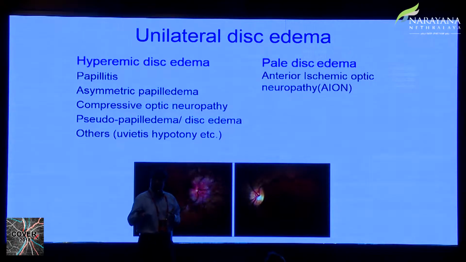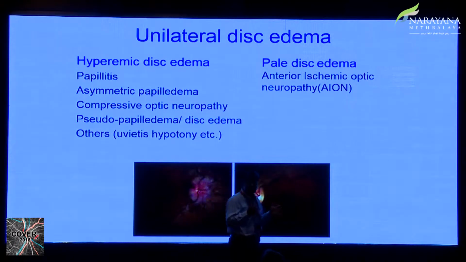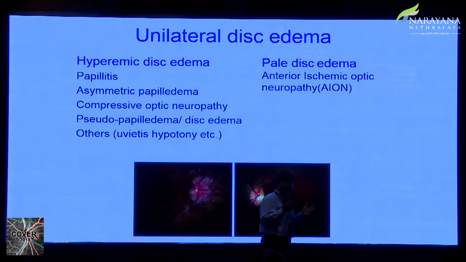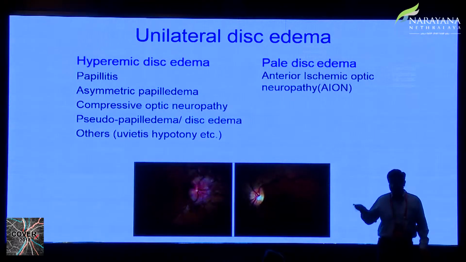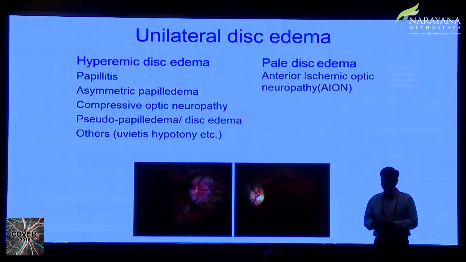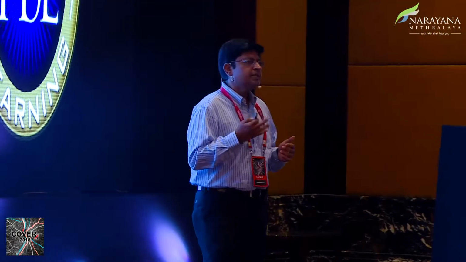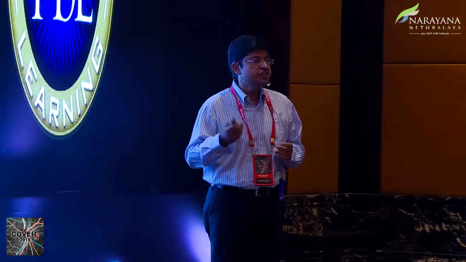When you have unilateral disc edema and you're sure it's unilateral, you need to have an idea whether it's a hyperemic cause or a pale disc. Hyperemic causes may be papillitis or asymmetric papilledema. You could have compressive neuropathies causing a congested disc, or a local retinal cause for it. And a pale disc edema is usually an ischemic origin disc edema.